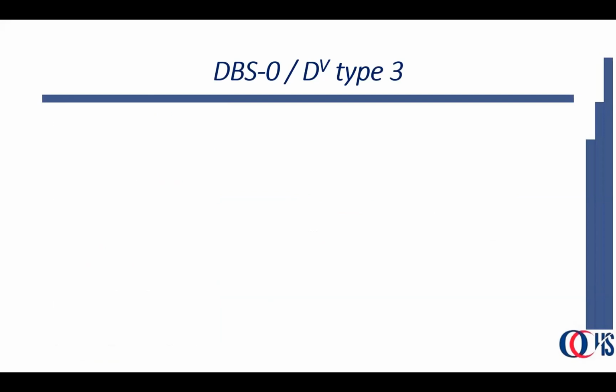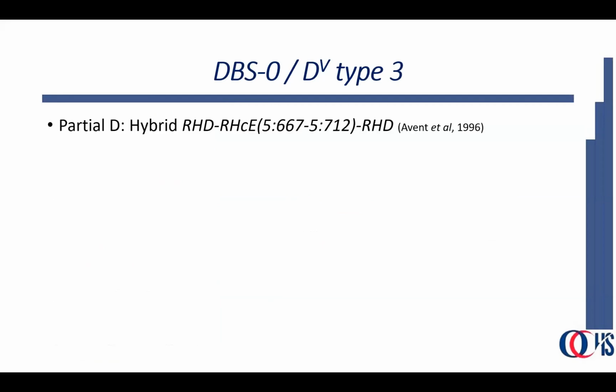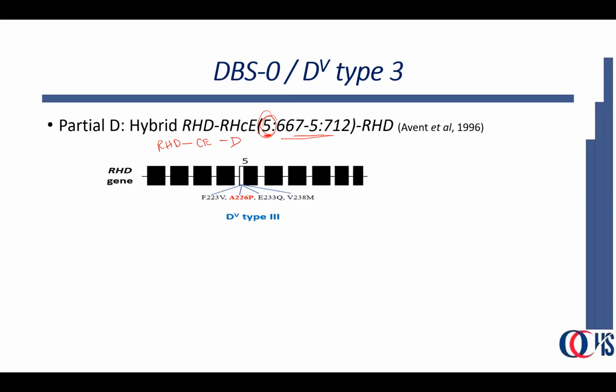Let's talk now about DBS0, which is actually D5 type 3 partial D. So it is a partial D, and what type of partial D? It is a hybrid partial D where there is RhD along with RhCE in exon 5. The change is in exon 5 with only 3 or 4 nucleotides, and then the exons of D come again. This is what you can see here. You have 4 nucleotides, which of course gives a different protein with 4 amino acid changes.